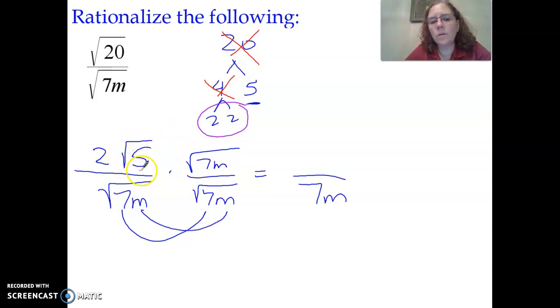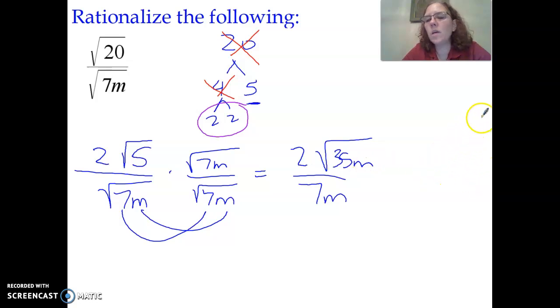And then in the numerator, okay, so think about what we said in the last slide. Is this 7m going to affect the 5, or is this 7m going to affect the 2? Okay, so if you thought 5, you were right, because the 5 is inside the square root and the 7 is inside the square root. So those we can multiply together. 5 times 7m, 35m. That stays inside the square root. I only have one of each. And on the outside, I've got this 2, and it just stays on the outside.